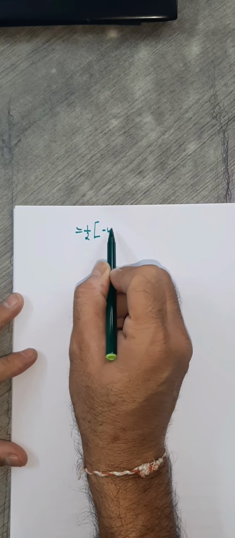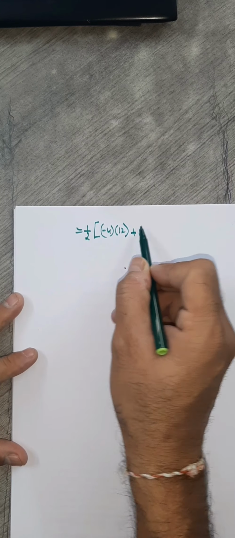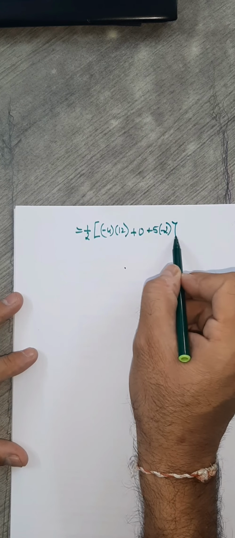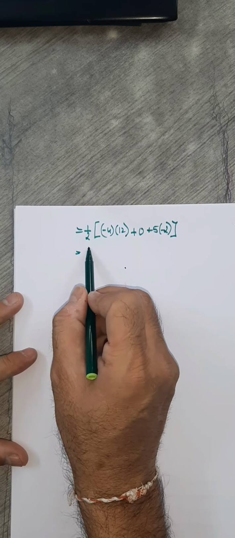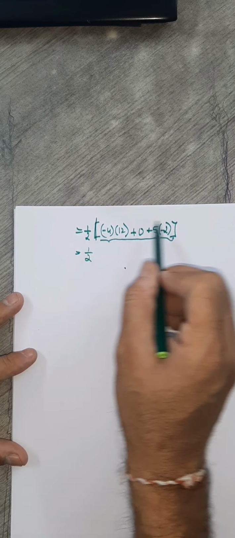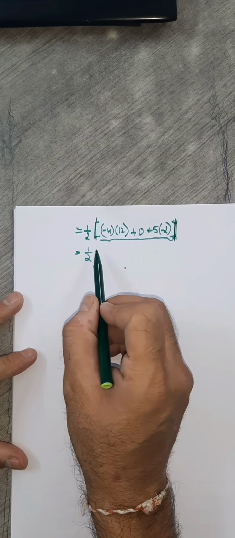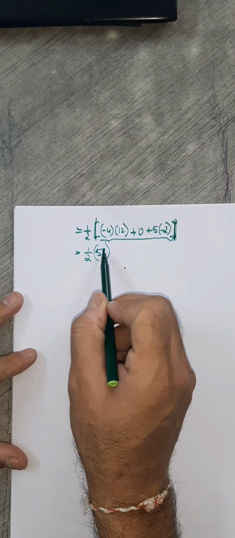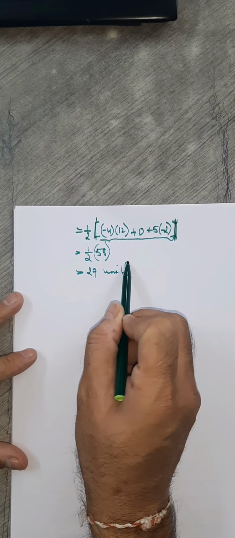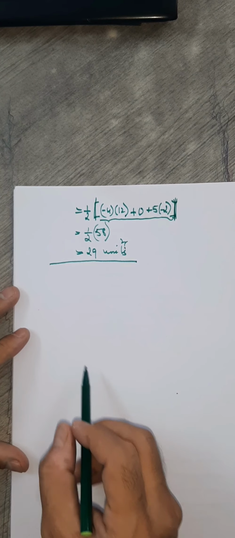This is minus 4 into 12, plus the middle term is 0, and 5 into minus 2. So we'll get half into, you have a modulus here. This would be minus 58, but taking the modulus it will be 58. So 29 unit square. That's the area of triangle ABC.